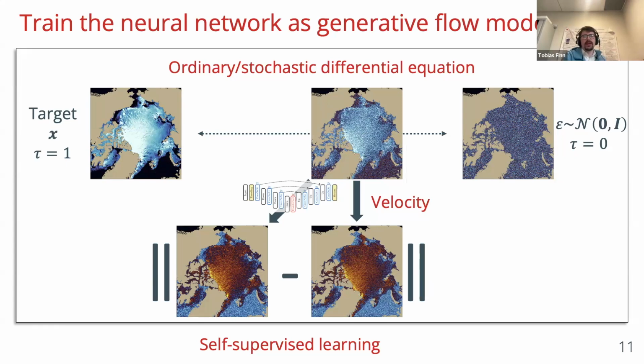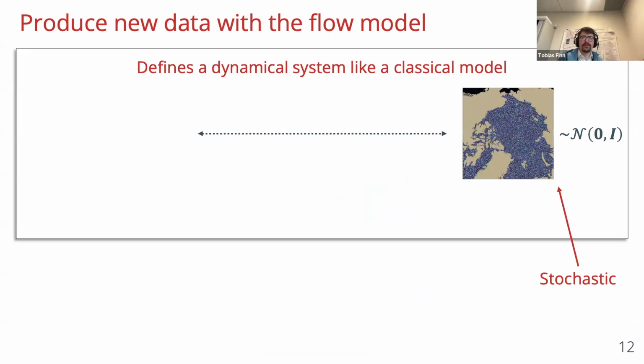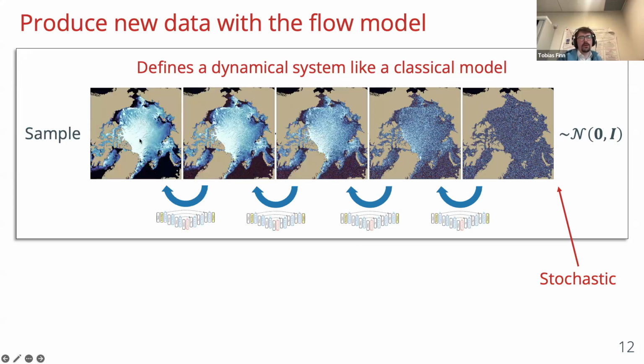The nice thing about this is that we can then use this neural network for prediction. If we want to generate new data with such a flow model, we sample an initial noise, which is truly random Gaussian noise, and which is actually stochastic. Then we apply our neural network to denoise a bit. And instead of denoising completely from the beginning to the end, we denoise in many, many small steps, until we end up with our clean generated data. And actually this defines a dynamical system like we have in classical geophysical modeling, like we have in classical weather prediction.